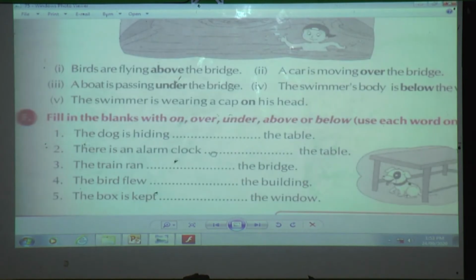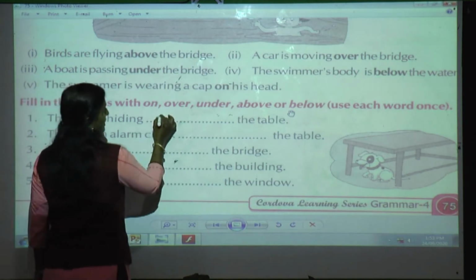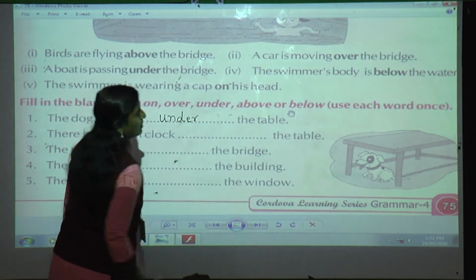Now we are going to use the prepositions on, over, under, above or below, and you have to use each word once. So when you are reading the sentence, you should be able to know which preposition will fit depending on the sentence. Now the dog is hiding. Can you see the dog? Yes. Where is it? Yes, it is under the table. So write there under.